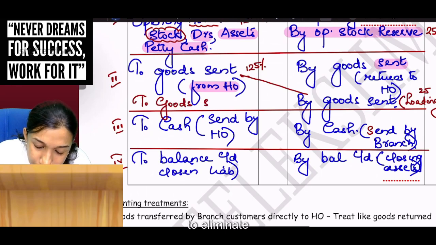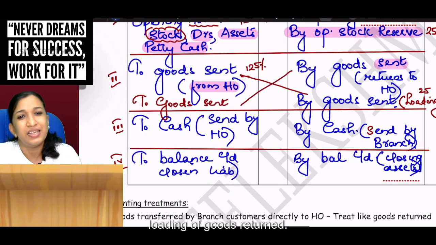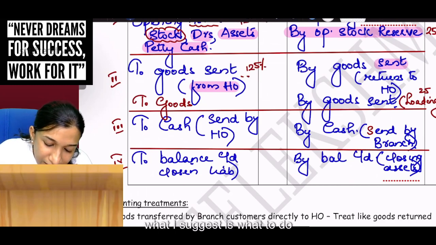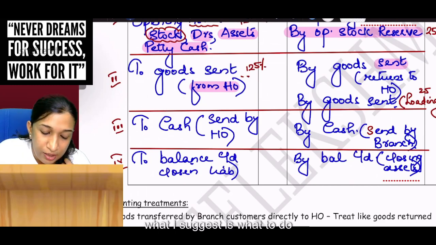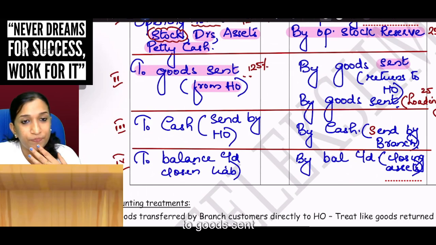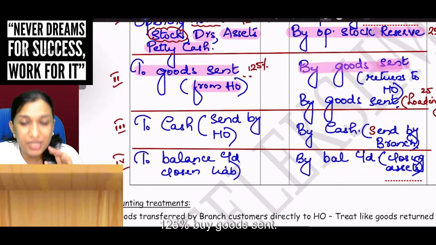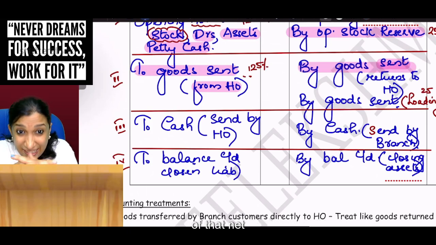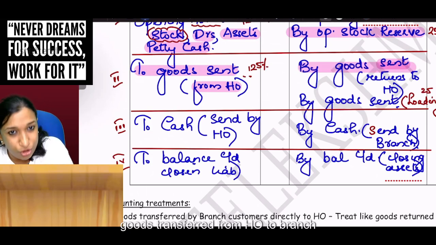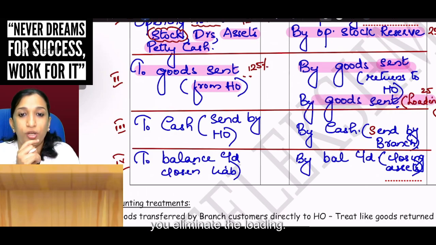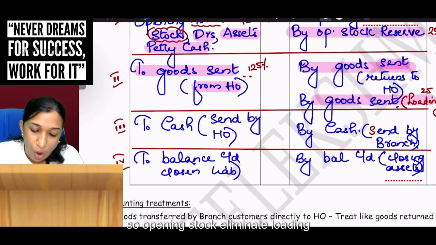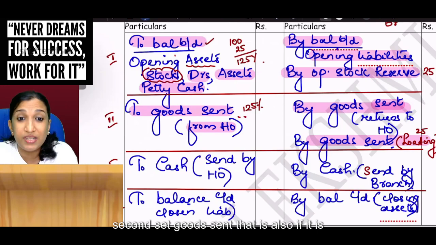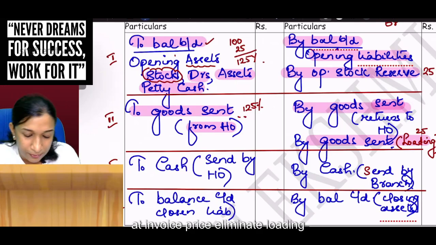To eliminate loading of goods returned. Instead, what I suggest you do is take goods sent at 125%, and goods returned is also at 125% of that net goods transferred from HO to branch. You eliminate the loading. So opening stock, eliminate loading. Second set, goods sent, that is also if it is at invoice price, eliminate loading.